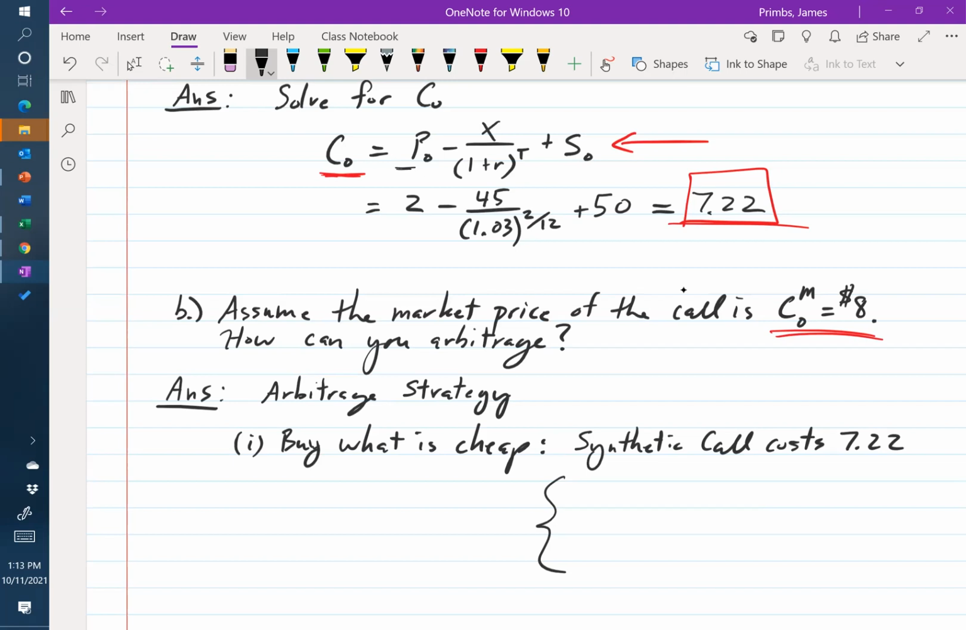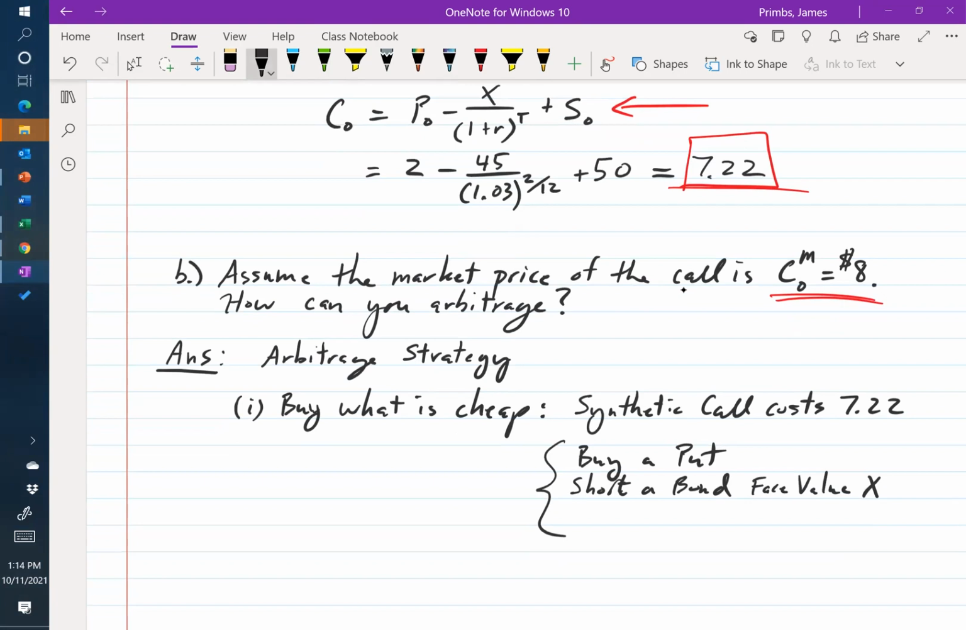Again, I look at put call parity. So what am I going to do? I'm going to buy a put. What's the next term? Short a bond. Again, that sounds kind of funny. Shorting a bond, you're just borrowing money. So maybe I should say borrow money, but short a bond, face value. Remember, the face value corresponded to the strike, x equals 45. And then the last term: buy the stock. That creates the synthetic call. So I do that. That's going to cost me $7.22. That is exactly equivalent to a call in the sense that it has the exact same payoff as a call. So that's buy what's cheap.